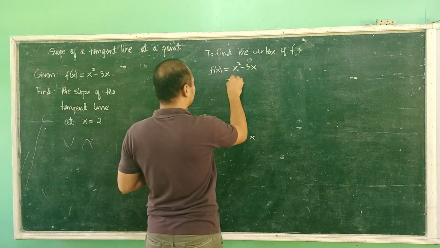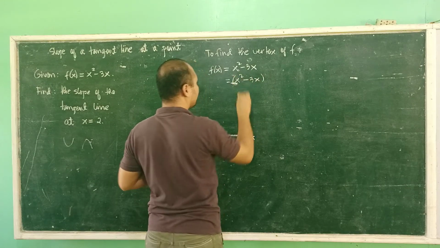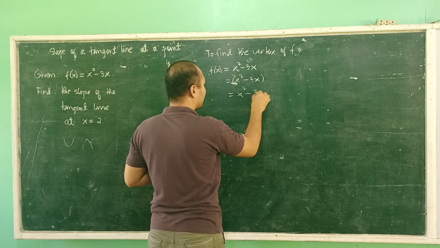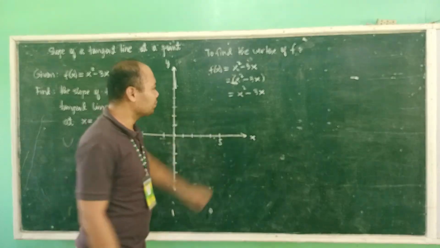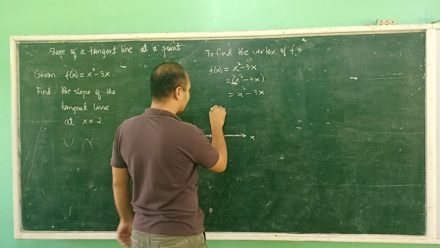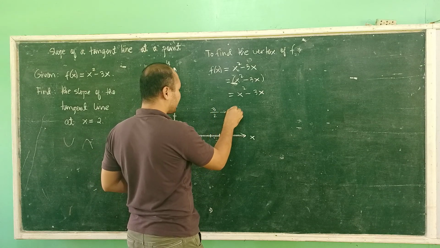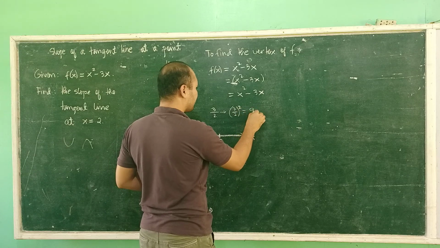Of course, we can write it as x squared minus 3x. And that is the same thing as x squared minus 3x. We know the procedure. We just get the half of 3, and then after that, we square it. So that's 3 halves squared, that is 9 over 4.